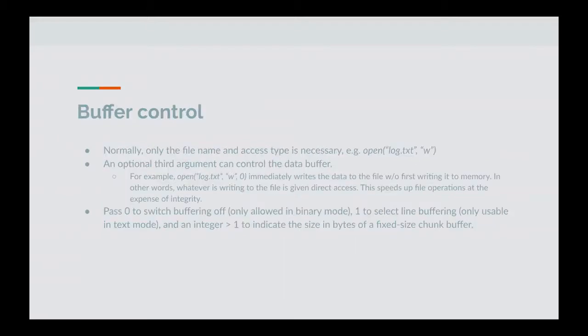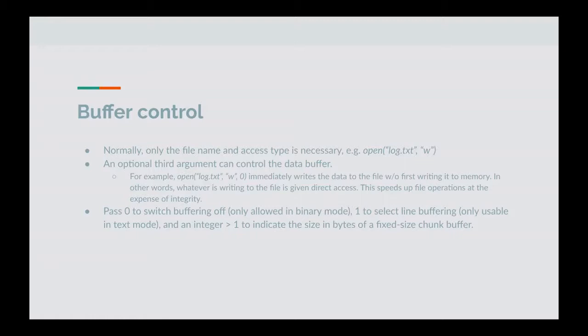Buffer control. I don't recall if we've talked about buffers before, but a buffer is basically just a chunk of memory that is used to temporarily store data before it is processed in some fashion. Because a buffer is normally used for file access, it's not even thought of when working with files. So you provide the file name, the access type, and you just tell the computer open log text in write mode.